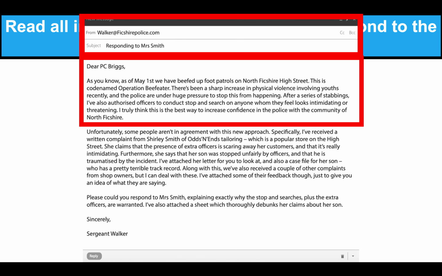There's been a sharp increase in physical violence involving youths recently, and the police are under huge pressure to stop this from happening. After a series of stabbings, I've also authorised officers to conduct stop and search on anyone whom they feel looks intimidating or threatening. I truly think this is the best way to increase confidence in the police with the community of North Fixshire.